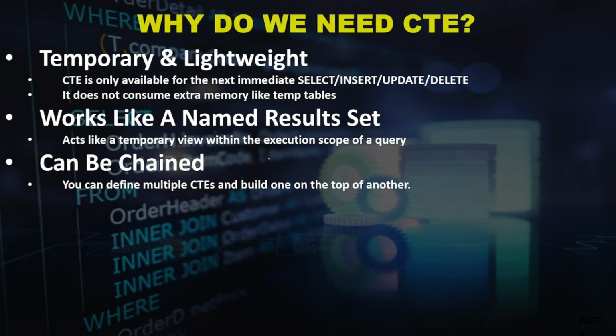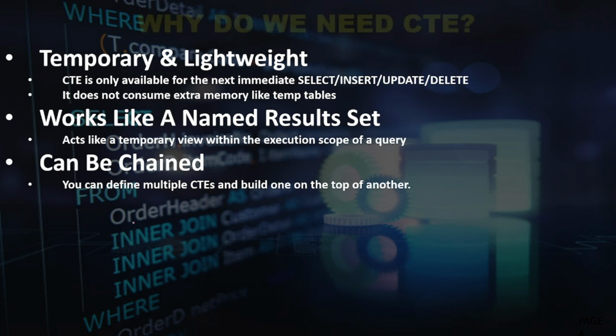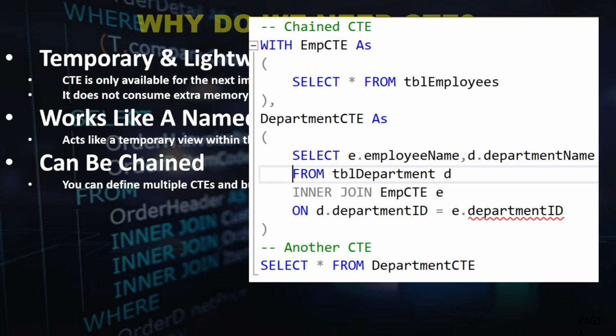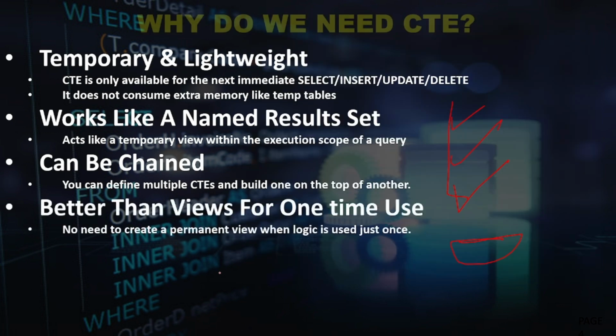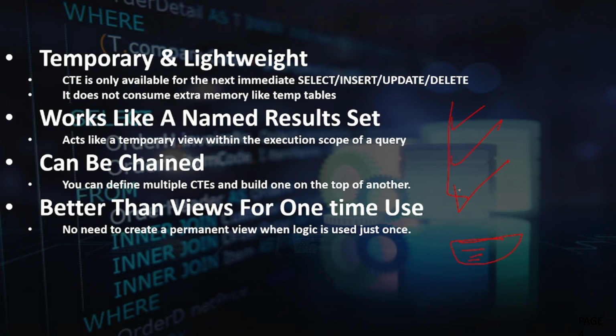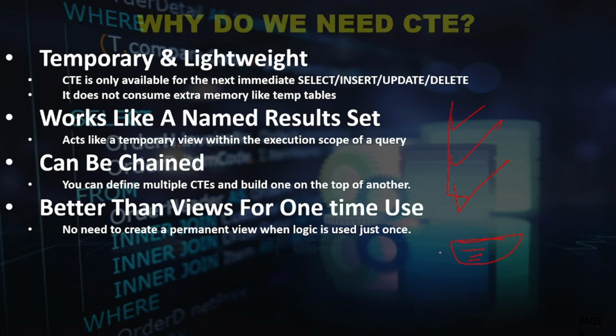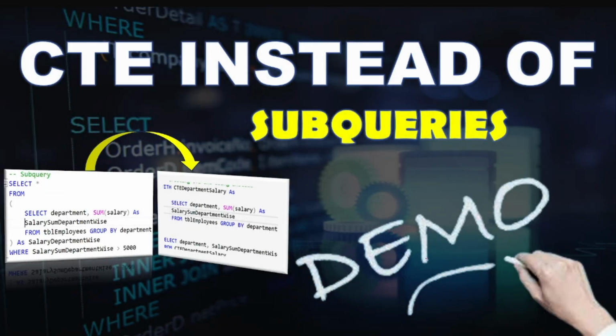We have already seen that we give it a name and then use it, and it can be chained, meaning there is one CTE, another CTE, another CTE, and all can be chained together, and finally you can use it. So it is better than views for one-time use. If you are trying to use something one time, it is always better than views, because a view has to be a database object and needs space in the database, whereas a CTE doesn't require that.